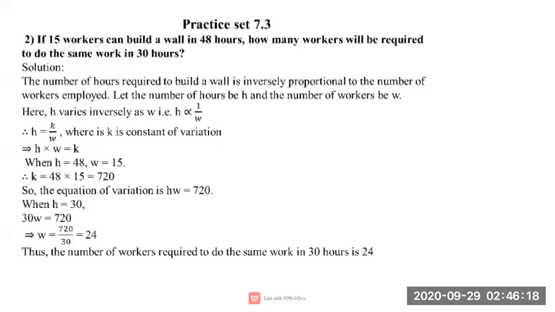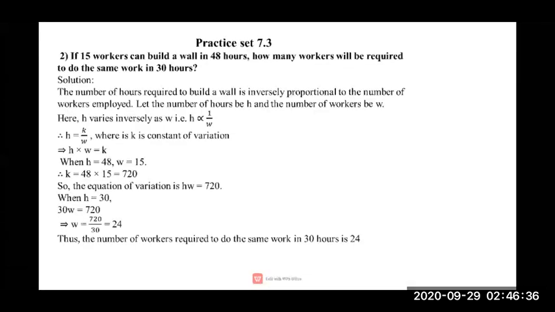Before starting the sums, you are going to write down which type of variation it is, what we will indicate for number of hours, and what we will indicate for number of workers. So our first step should be: the number of hours required to build a wall is inversely proportional to the number of workers employed. Hours is inversely proportional to the workers.